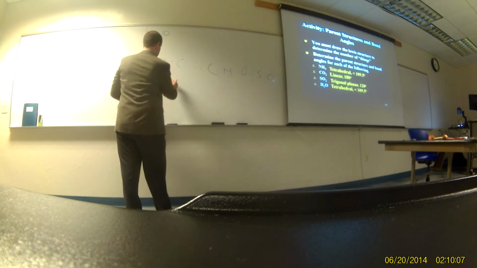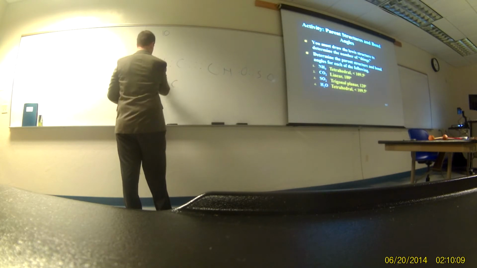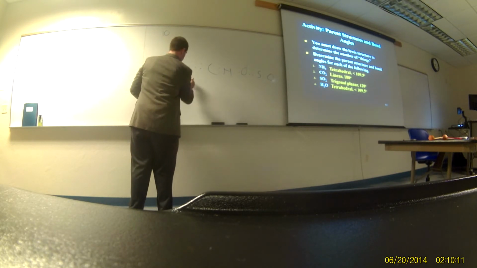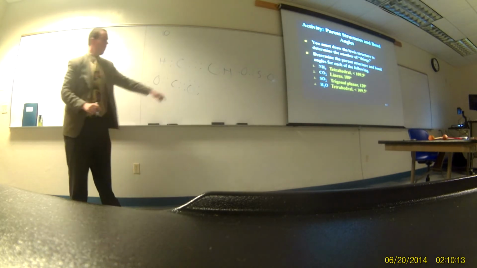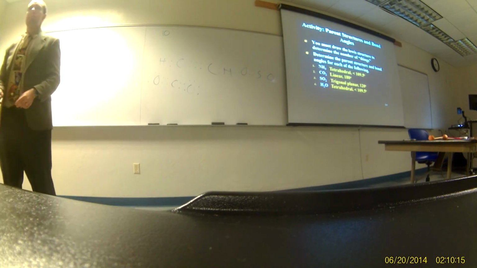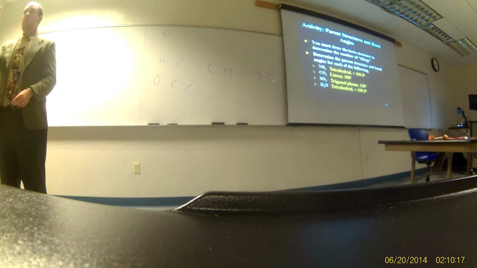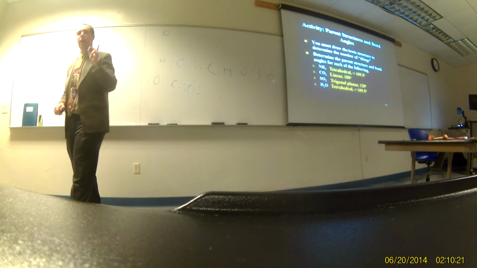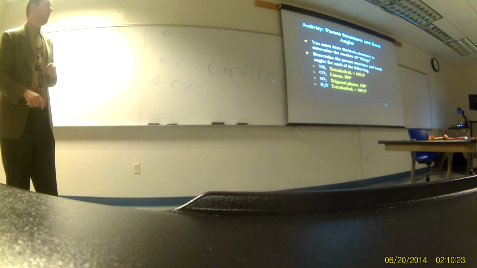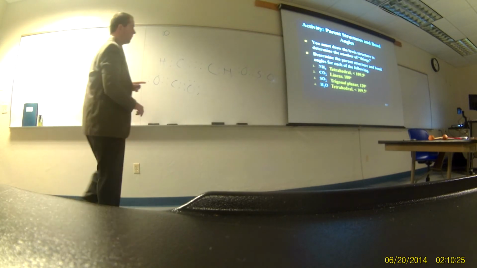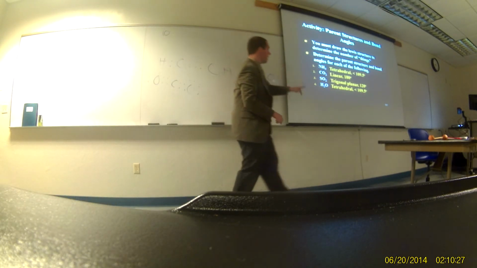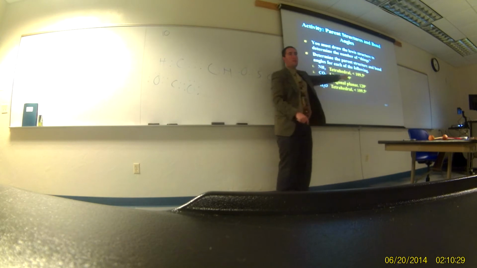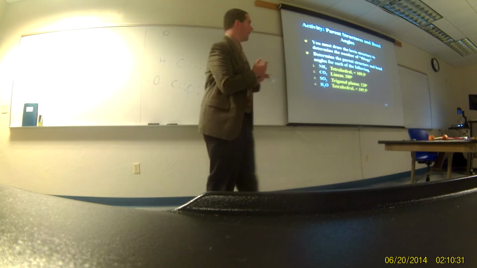CO2 is that. How many things are on our carbon? 2. That double bonds, that double bonds. So what is the parent structure of CO2? The one that has 2 things is linear. It's 180 degrees.